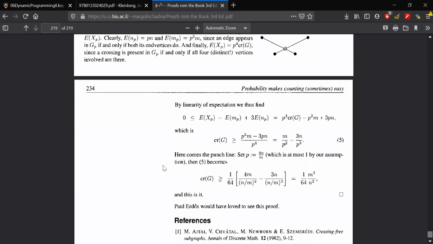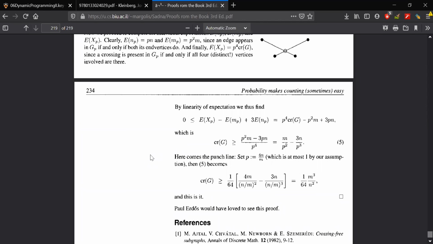Sir, I understood that if we maximize the right hand side with respect to p, then p equal to 4.5 n by m will maximize it. But can you please explain again why we are not taking 4.5 and taking 4 once more? Yeah. The thing is that this p is a probability, right? So it has to be between 0 and 1.